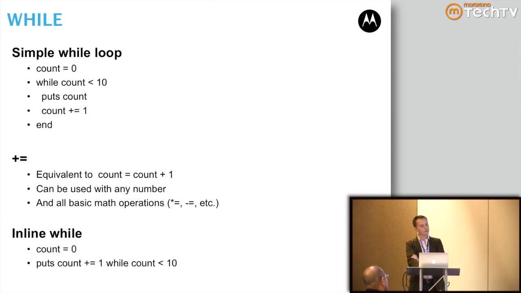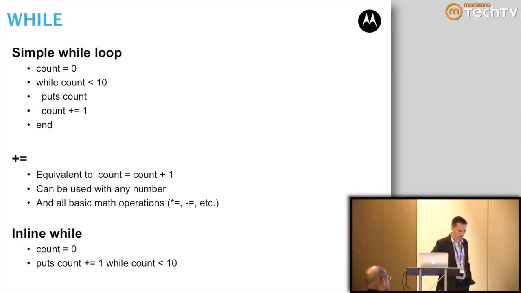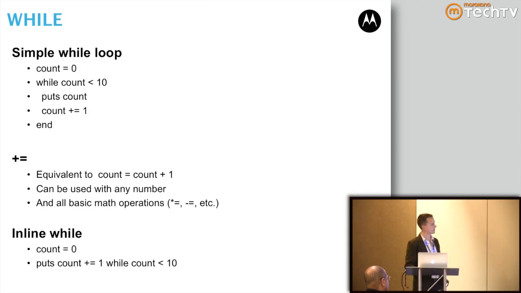We also have the inline while, where you just use it at the end of a line like an if, useful for single lines. And you can rewrite this version as a single line. I output the count, plus equal 1, while count is less than 10. That'll actually go from 1 to 9. I'd have to change my count to be exactly equal because I'm outputting it before.